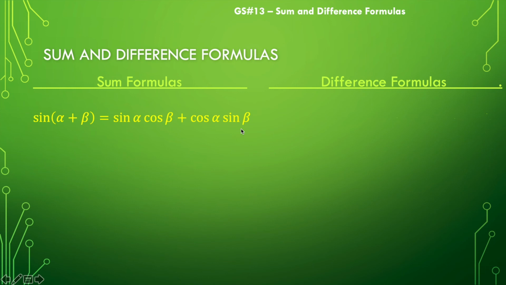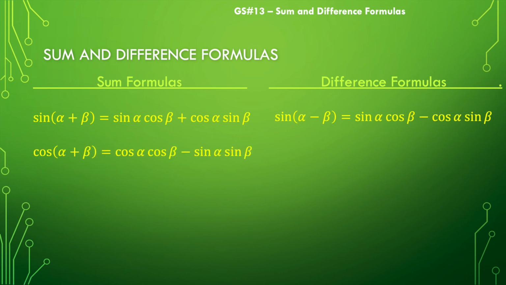Now, if you look at the difference formula, the only thing that changes here is the signs in between. Notice that for sine, S-I-N-E, the signs match. If we're adding two angle measures, then these two expressions are being added. If we're subtracting two angle measures, these expressions are being subtracted.